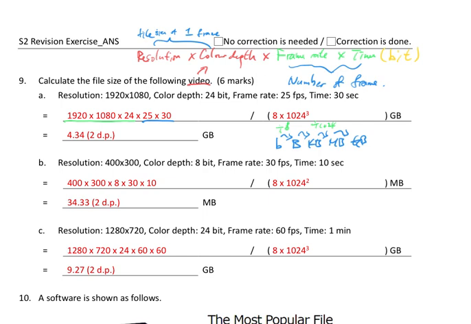Okay, so you can see here we'll multiply by to the power of 3. So by calculator, the answer is 4.34. Okay, so I will do the similar thing for question B, 400 times 300 times 8, which are the resolution and the color depth, and then multiply by 30 FPS and 10 seconds. And this time we change it to megabytes, so we just need to divide by 1024.